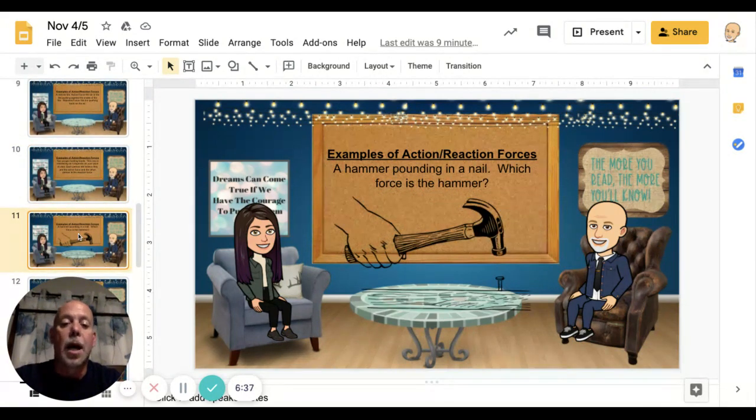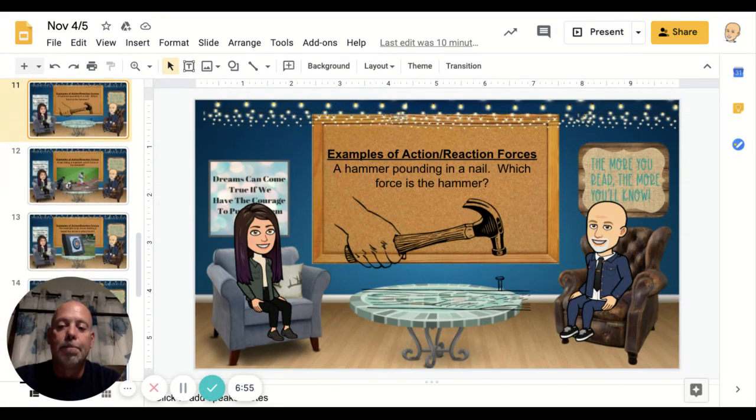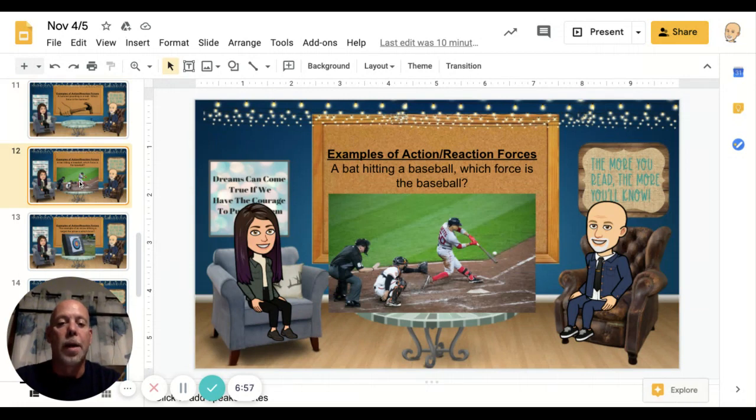So now we're going to get into some that you're going to answer for us, okay? So our first one, a hammer pounding a nail. Which force is the hammer? Is it the active action or reaction force? Which force is the hammer? All right, our next one. A baseball bat hitting a baseball. Which force is the baseball? Action, reaction.